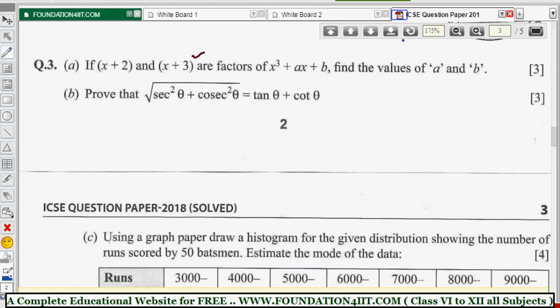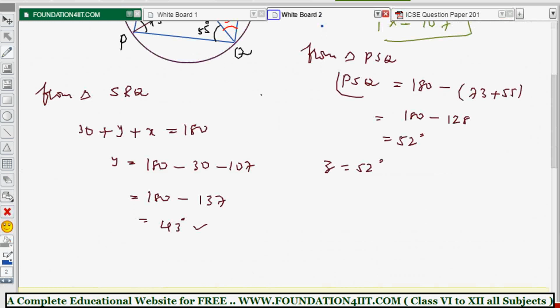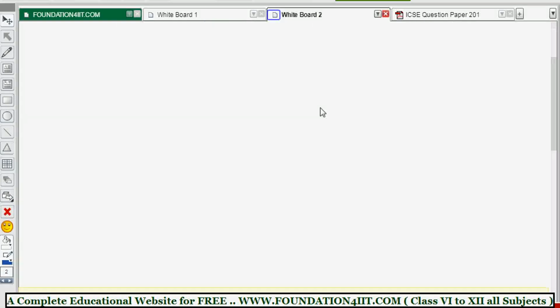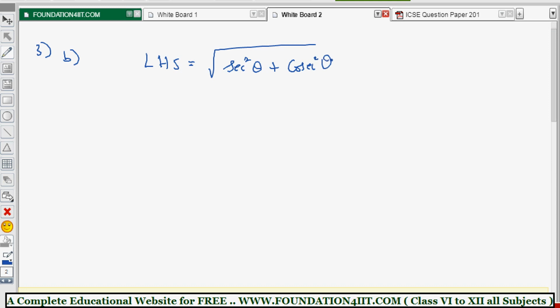Now let's see this next. Prove that square root of sec square theta plus cosec square theta is equal to tan theta plus cot theta. So we'll take LHS and applying trigonometric formulas, we'll prove this tan theta plus cot theta. Let's take this. So LHS we will take, and we'll start the sum. Square root of sec square theta plus cosec square theta. We need to prove tan theta plus cot theta.